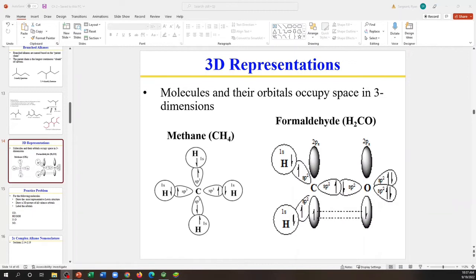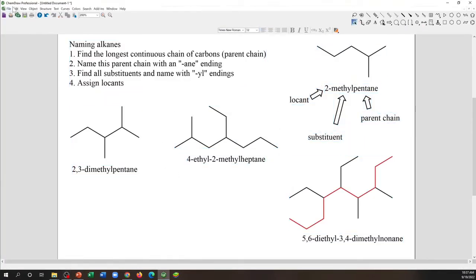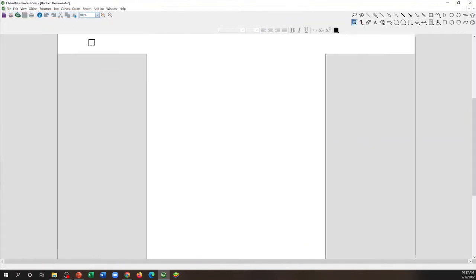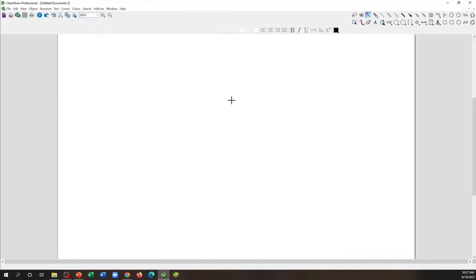So I'm going to go back into ChemDraw, and we'll start over again. File, new document. Zoom in a bit. Let's talk about methane. So methane is carbon with 4 hydrogens. So we've got a carbon here, 4 hydrogens coming off of it. Okay, here's methane. The first thing that you want to do is determine what the hybridization of the carbon is.